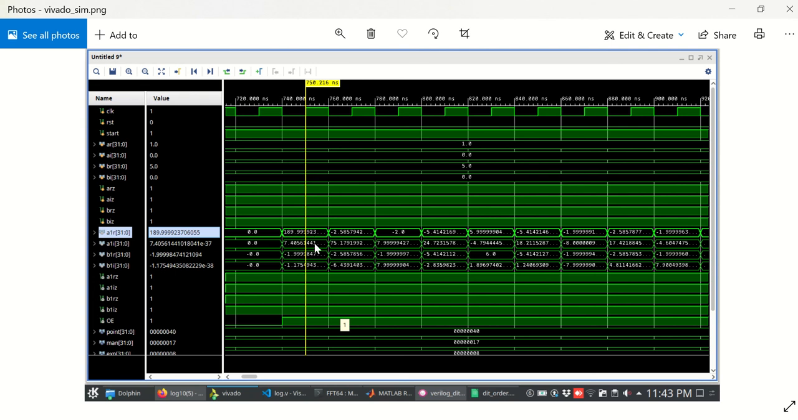So 190 plus i0 is the first output, and then minus 2.5 plus 75i is the second output. That is, the A1 output at the second instance is the second output. Similarly, it goes on till 32. So the first 32 outputs will be at A1R, A1I, and the next 32 outputs will be at B1R, B1I. So here B1R, B1I at this marker is the actual 33rd output.